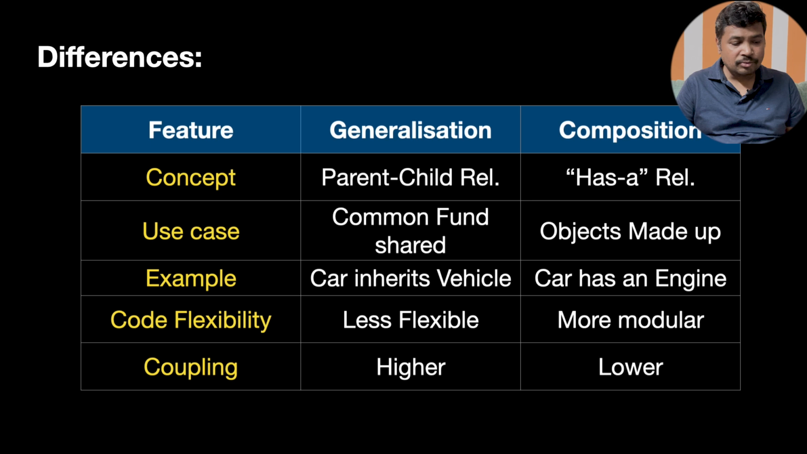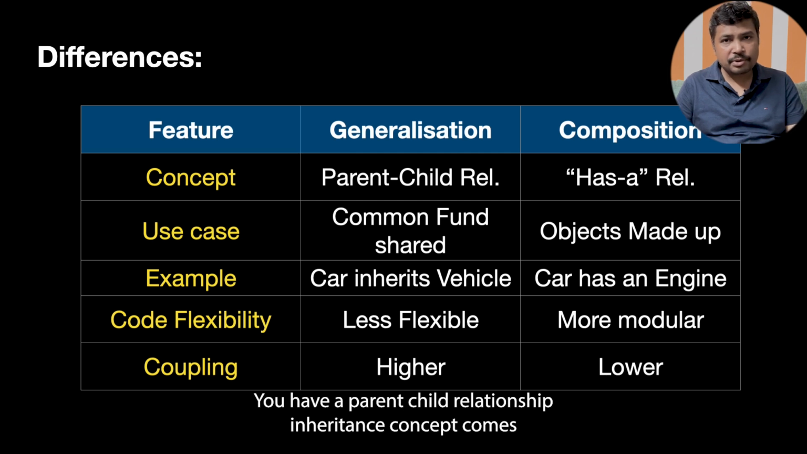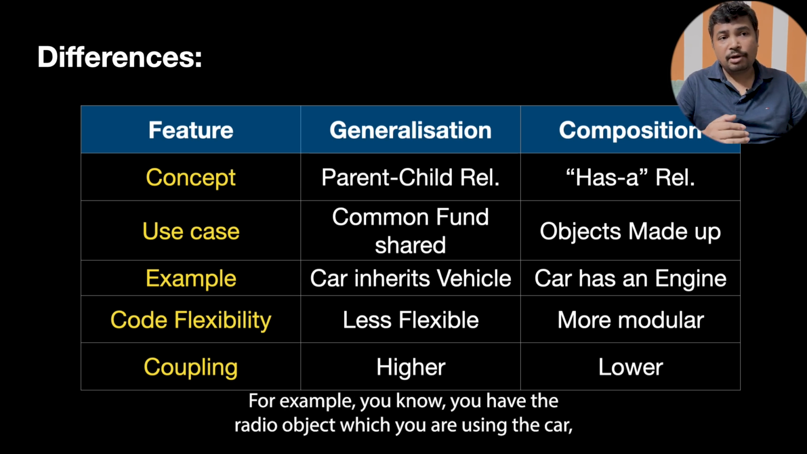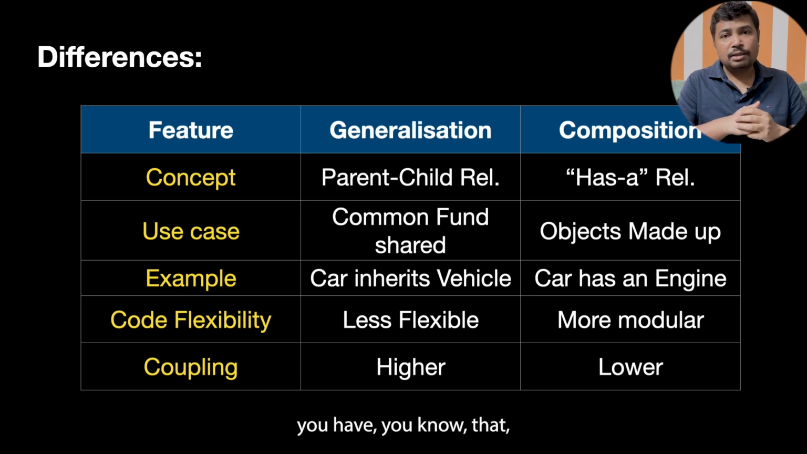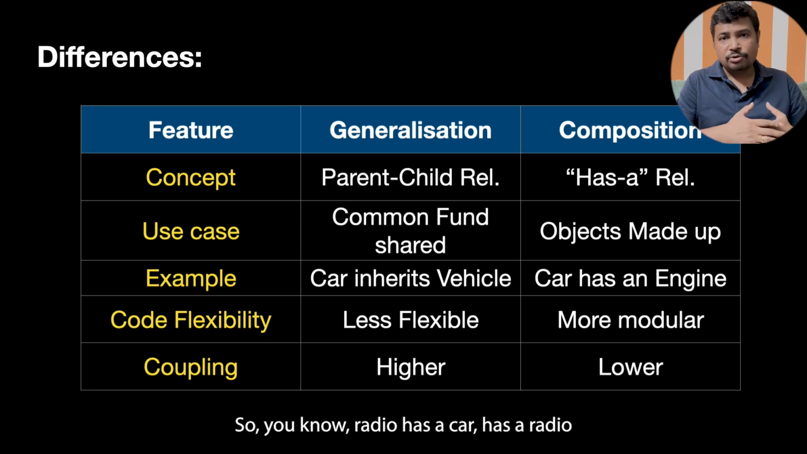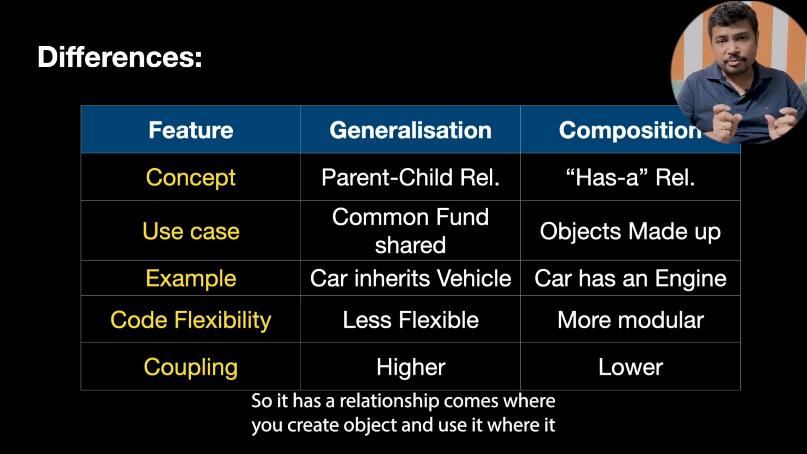We have some extract of the differences. You have the concept of generalization: a parent-child relationship where the inheritance concept comes in, and in composition it doesn't. Composition works with objects. For example, you have the radio object which you use in the car, or an oil filter object which you use in different vehicles. So a car has a radio, or a car has a steering. The has-a relationship comes where you create an object and use it.